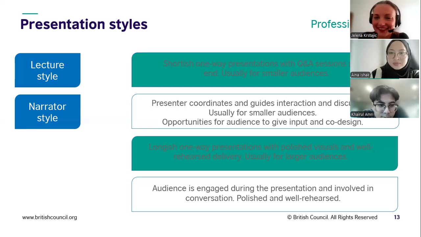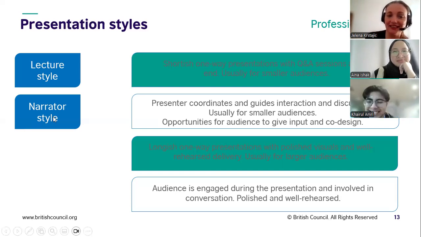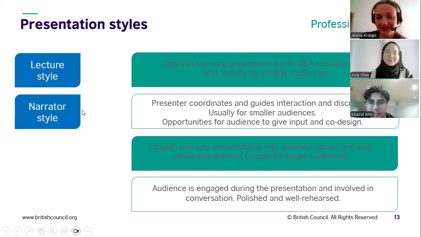Oh. Okay. So, yes, narrator or narrative. Again, because it's the person who has the narrative, who has the story of the presentation. So that's why they're considered usually one-way presentations that are a bit shorter. And there's the Q&A session, and they're usually for smaller audiences. Yes, because the emphasis here is on the person. So yes, the narrator style.